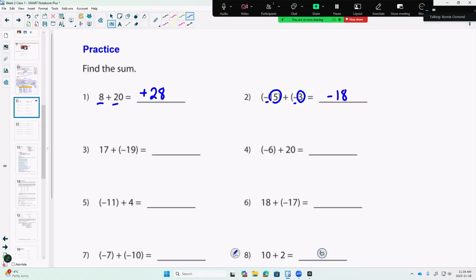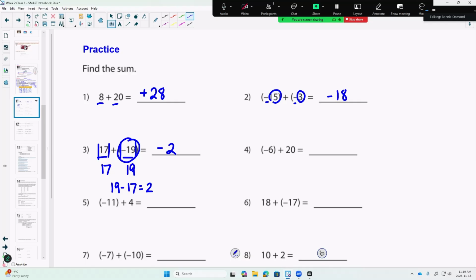17 plus negative 19, now I've got a positive integer and a negative integer. So what I'm going to do is get the absolute values of 17, which is 17, the absolute value of negative 19, which is 19, and then I'm going to subtract. 19 take away 17 is 2. You can probably do the subtraction in your head. And now I have to decide, is that going to be a negative answer or a positive answer? 19 is bigger than 17. My 19 is negative, so my answer is going to be negative 2.